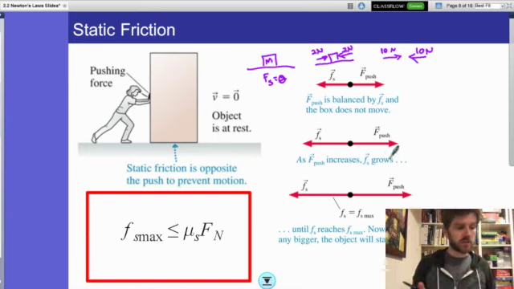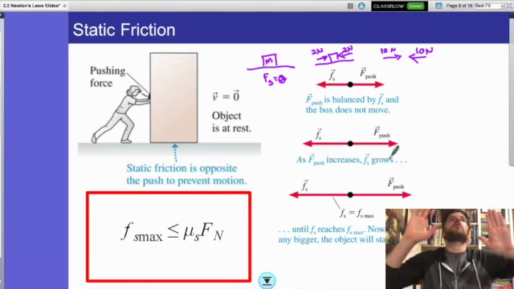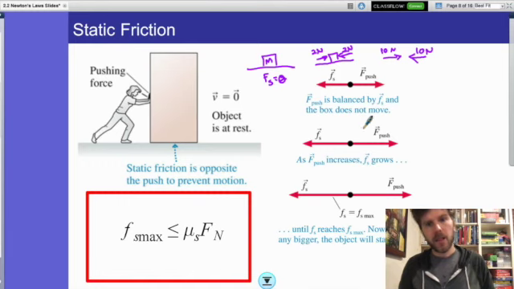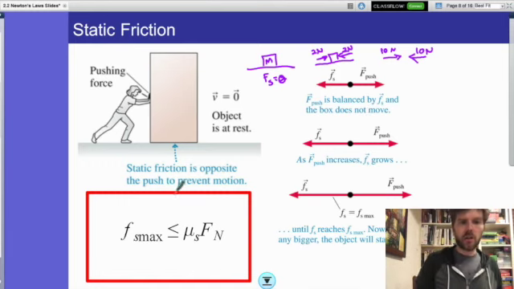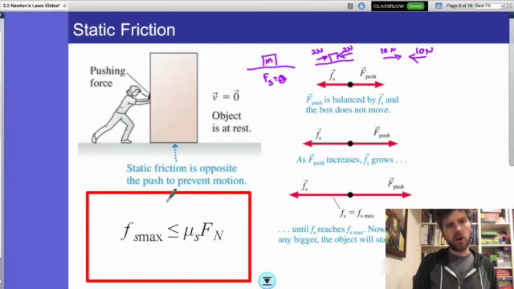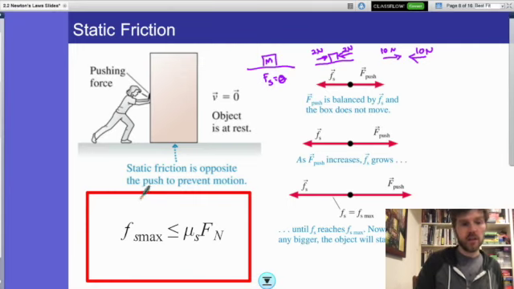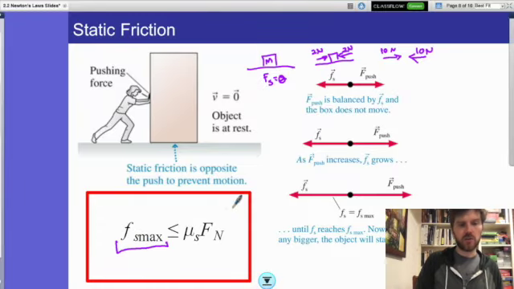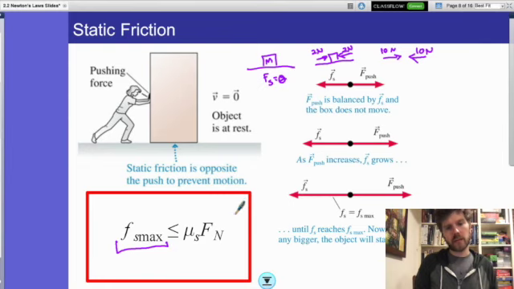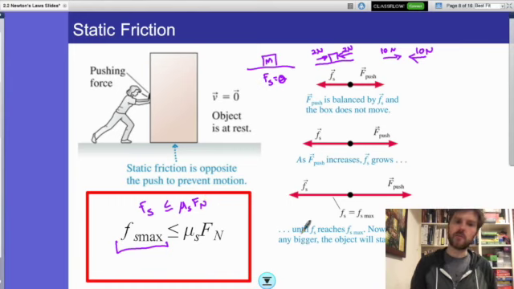And you've probably experienced this trying to move something heavy. You have to push harder and harder and harder until finally it gives way. And so when we're talking about static friction, all friction depends on the normal force. So the maximum amount of static friction you'll get is going to be equal to, so I guess it's correct to say that static friction is less than or equal to, and the max is just equal to. Static friction is less than or equal to some number mu times the normal force on the object.